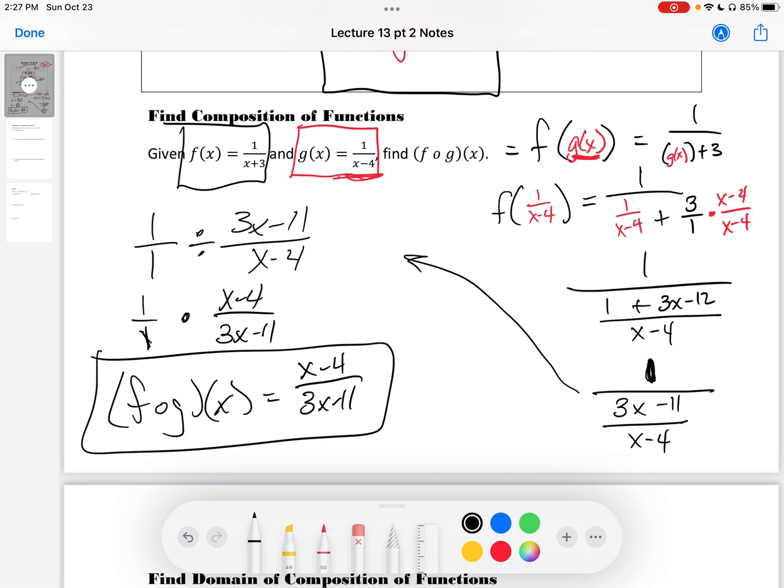Okay, so the important part is remembering what that f open circle g of x means, how we plug that in. And then after that, we will do plenty of problems to practice simplifying these things as we go. But that is how you do your composition of functions.